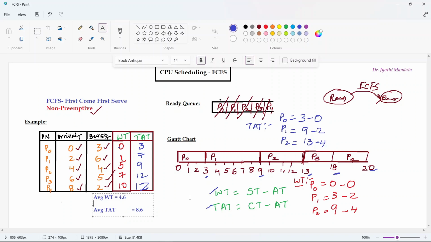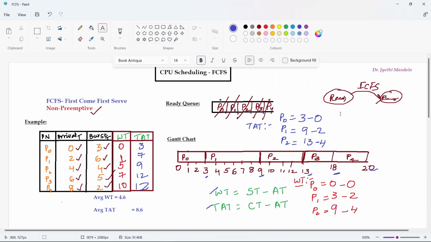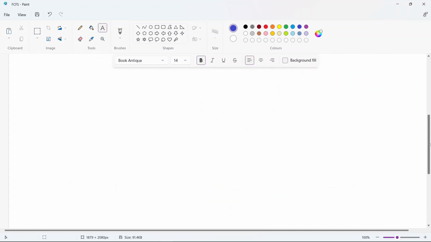Now there is a problem with this FCFS algorithm. Let us consider another example. Sometimes what happens, if the arrival time is not given, then in that case we will consider all processes to have arrived at the same time. So let us take one small problem and we'll understand what the problem is with this first come first serve algorithm. To make you understand, I'll take one example.